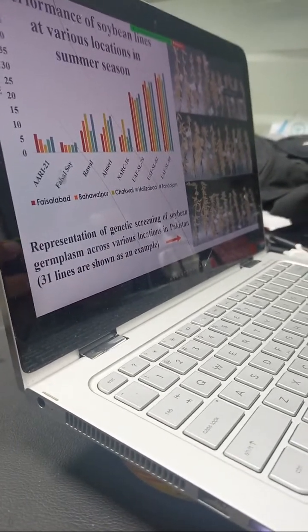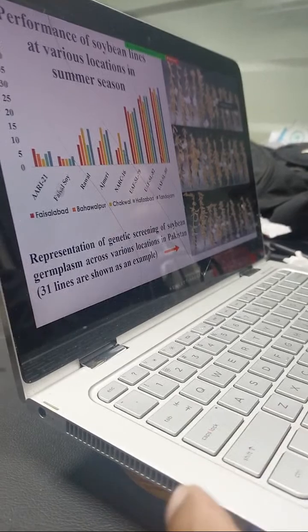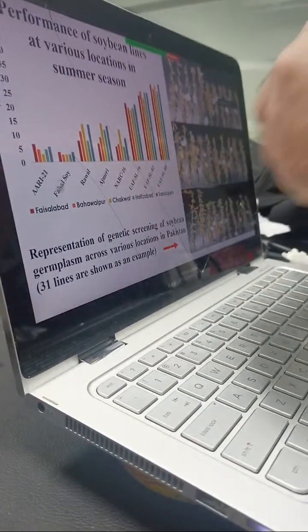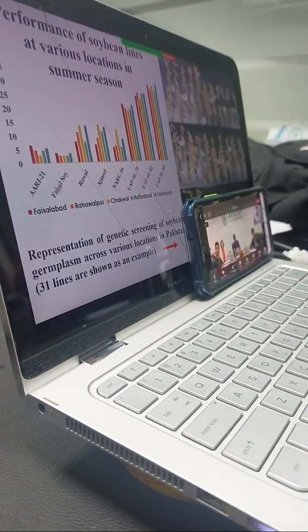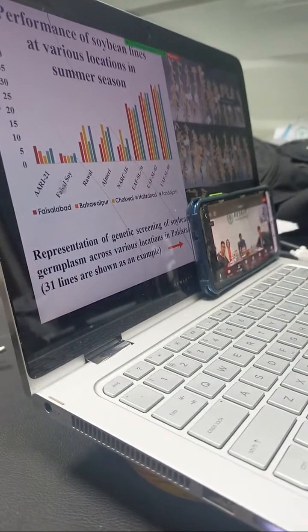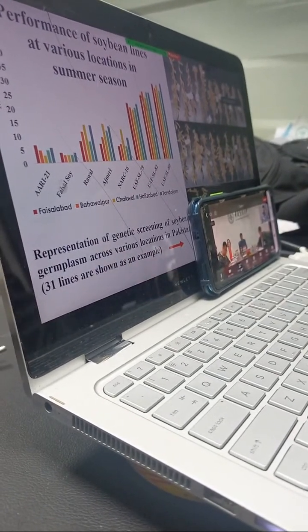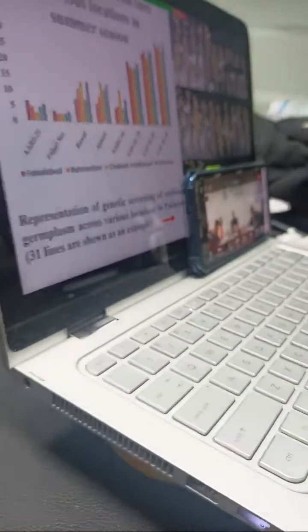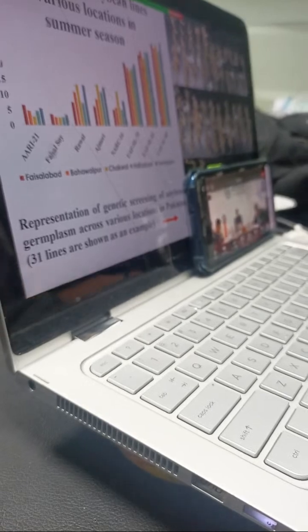Yes, go on. So again, I can just quickly, I guess something went wrong with this presentation. As I was mentioning about this genetic variation, now we have lines specific for different seasons.